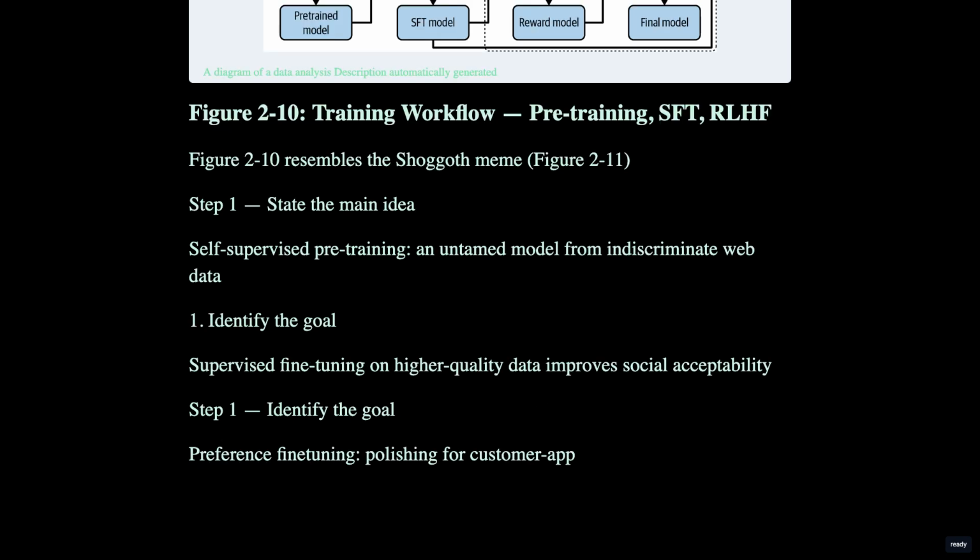Preference fine-tuning is a follow-up training step where human feedback or a reward model nudges the model toward responses people prefer. The process tunes tone, helpfulness, and safety so outputs match customer expectations.